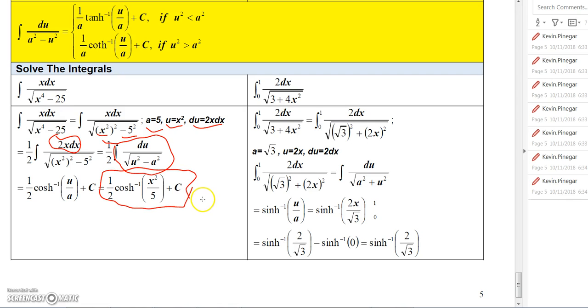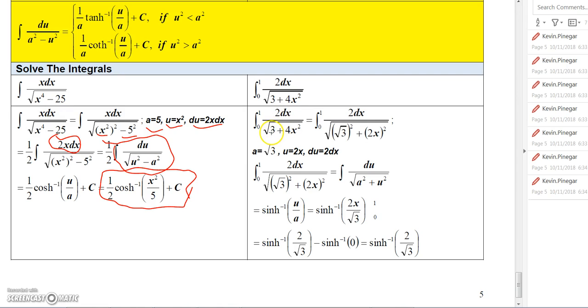Now I do want to warn you that these hyperbolic inverses can be written as log functions. So if I have time, I'll show you some of that, but I don't know if I'll have time on this video. Okay, so the next one here, 2dx over 3 plus 4x squared.